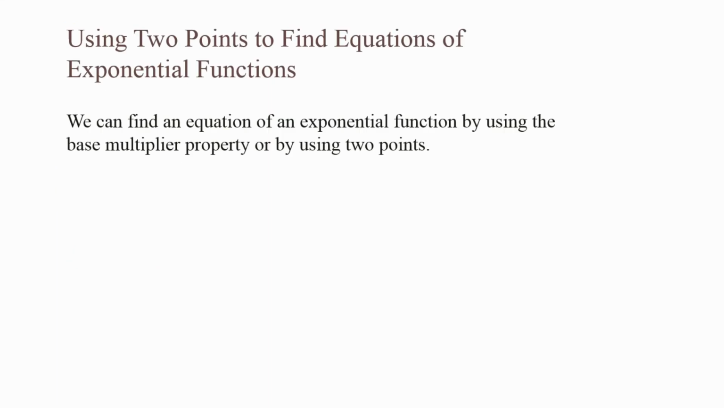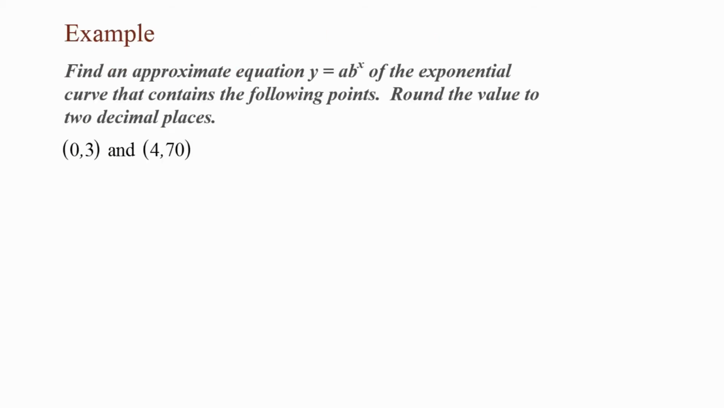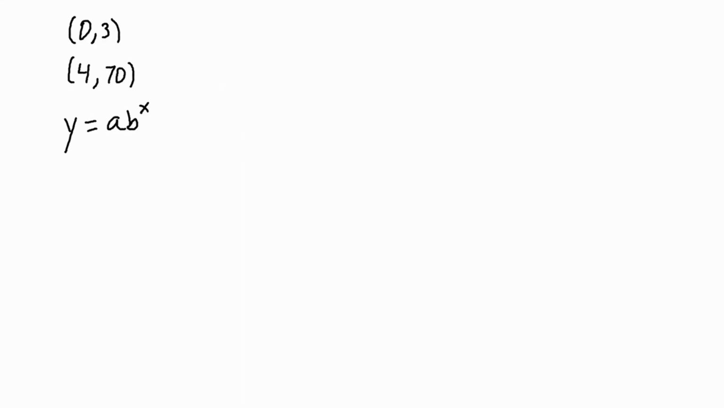Using 2 points to find equations of exponential functions. We can find an equation of an exponential function by using the base multiplier property or by using 2 points. In this example, find an approximate equation y equals ab to the x of the exponential curve that contains the following points. Round the value to 2 decimal places. 0, 3, and 4, 70. Because 0, 3 is the y-intercept, we know that a equals 3.